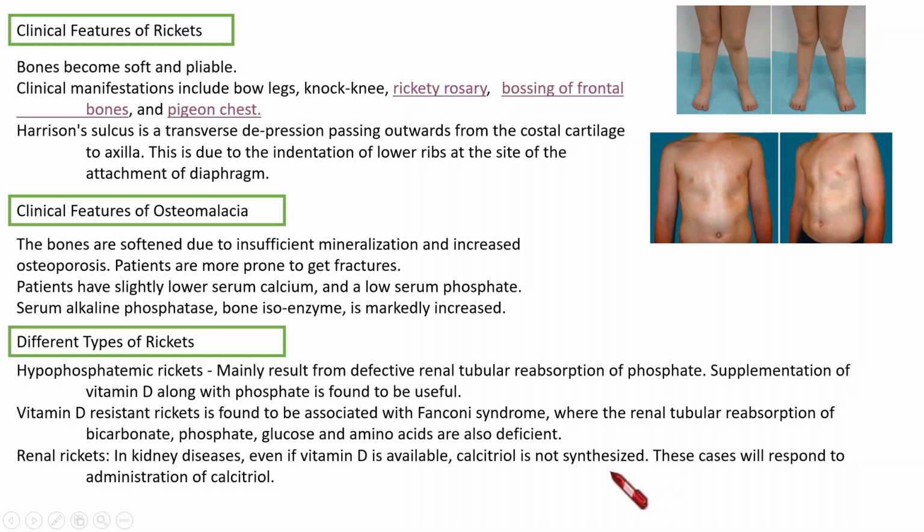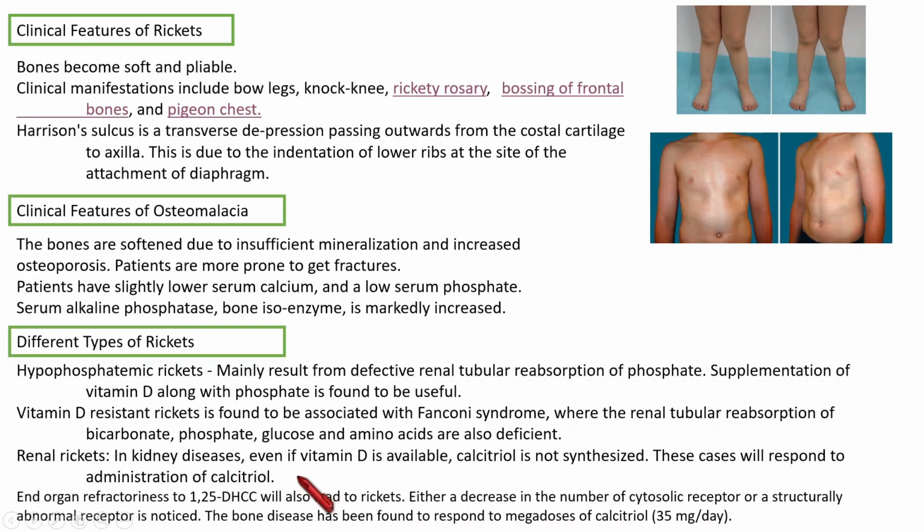And in those situations, we can treat the patients by administering calcitriol in the form of some medications. And the last case is end organ refractoriness. Refractoriness means unmanageable condition. That's the meaning of that word. End organ refractoriness to what? To 1,25-DHCC, that is calcitriol itself. And that also causes a type of rickets.